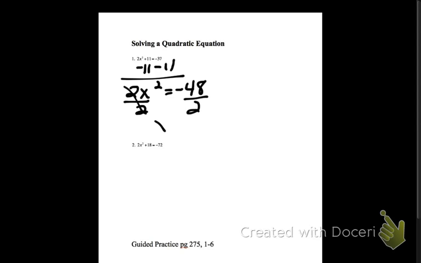The first thing we want to do in this case is subtract 11 from both sides. When we do that, we have 2x squared equals negative 48. From here, we divide both sides by 2, continuing to isolate the x squared. And we have x squared equals negative 24.